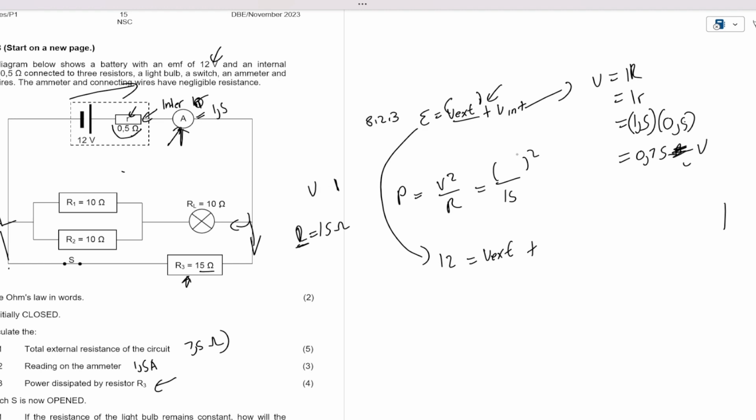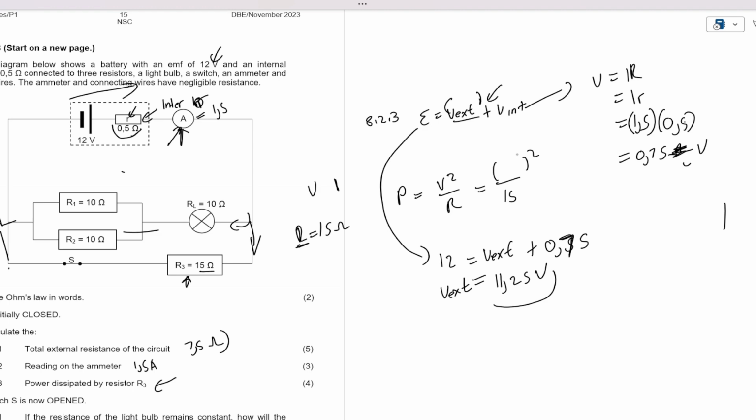So because we have found our V internal, it's 0.75, and then we are just going to subtract now and say V external equals 12 minus 0.75 is 11.25 volts.